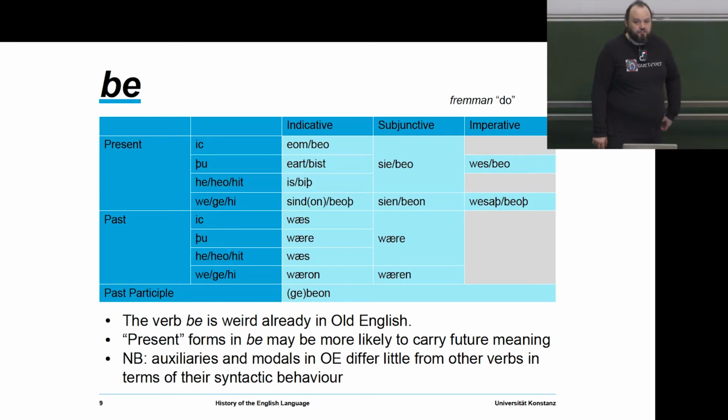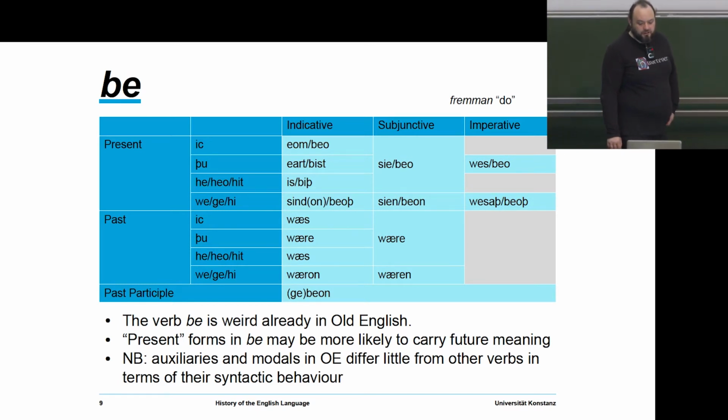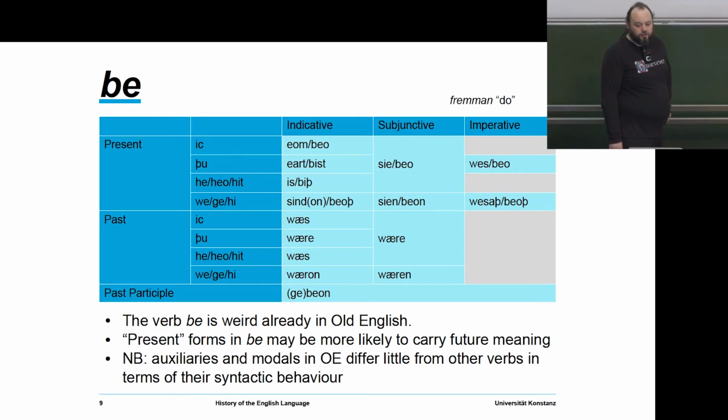Some of these forms you will recognize. Some of them you'll recognize from English. Some of them you'll recognize from German. But the overall system is completely different. It's not the same as the strong verbs or the weak verbs. This is just a verb on its own. It behaves in its own special way. But some of them will be recognizable.